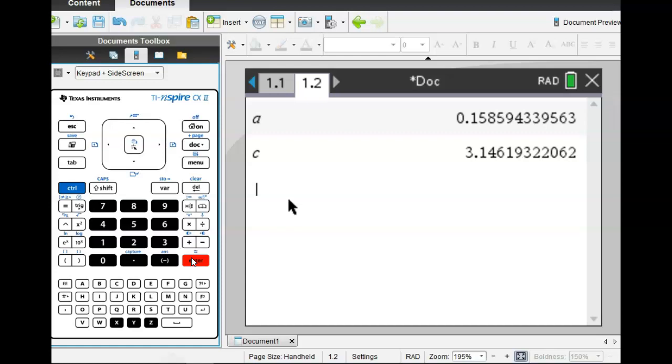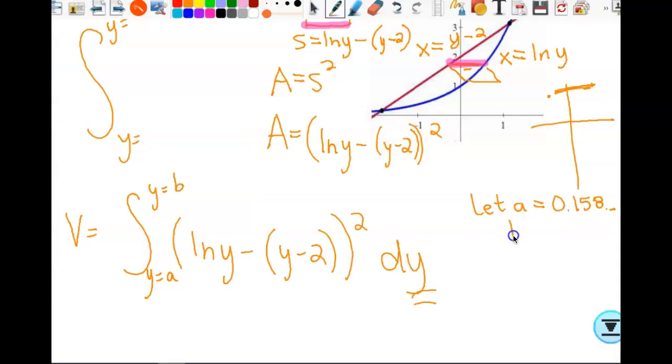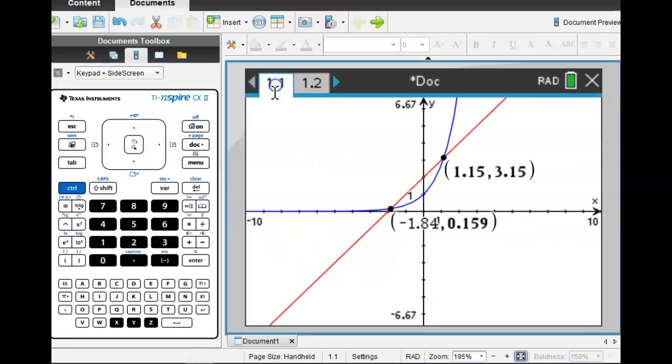146... All right, I call this B, 3.146... Okay, so that's what I was looking at over here, 3.15.